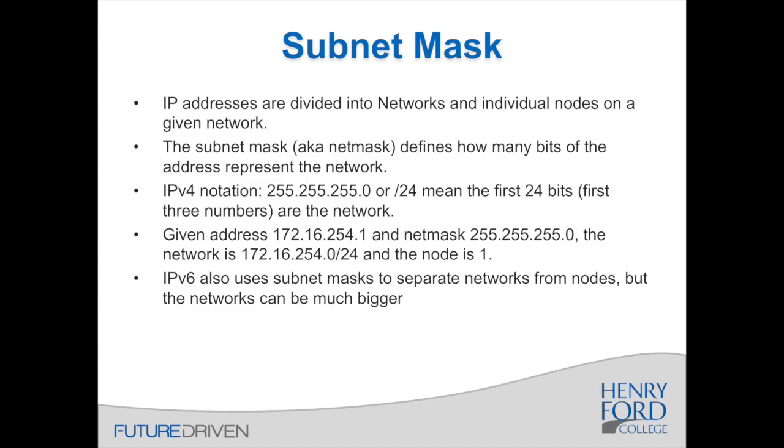This isn't a class on networking and IP addresses, but I want to at least introduce the concepts so that we understand what these IP addresses are when we start making references to them by tying names to IP addresses. Now, IPv6 also uses subnet mask to separate networks from nodes, but the networks can be much, much bigger, and it's not uncommon to have a subnet mask that actually gives about 64,000 addresses on a network.